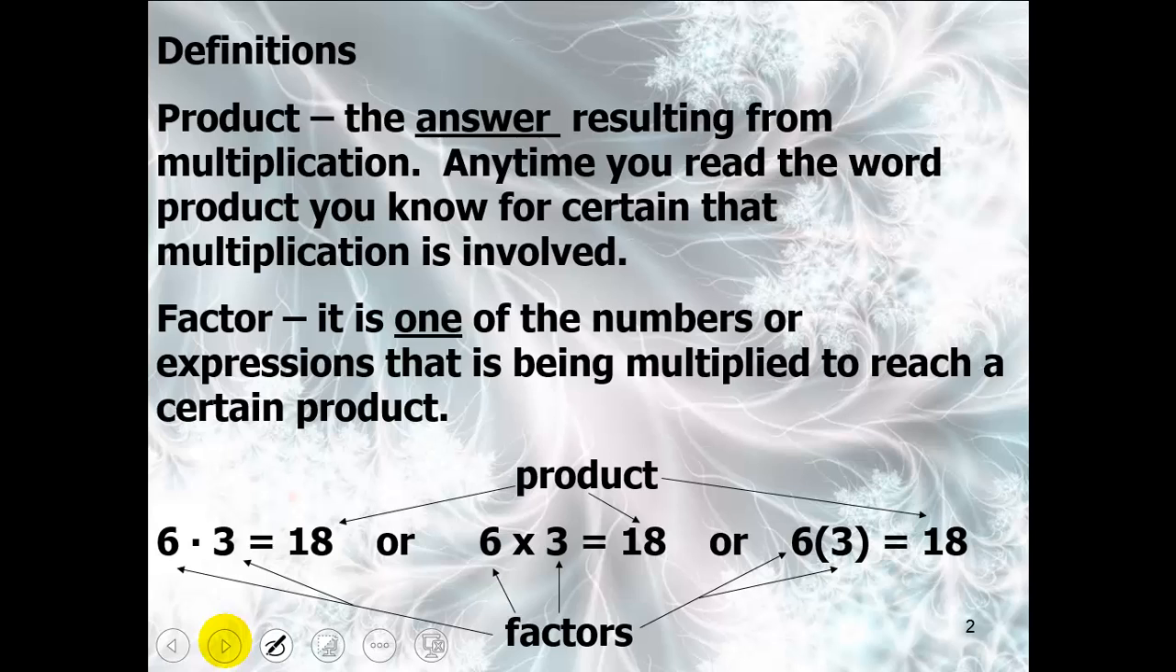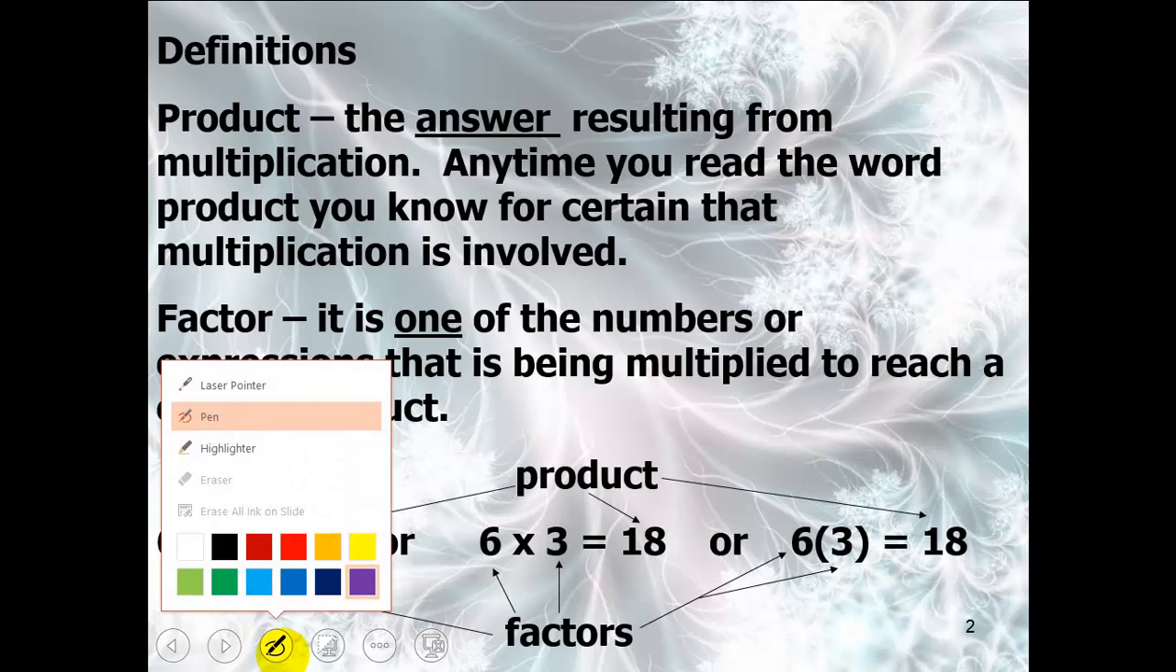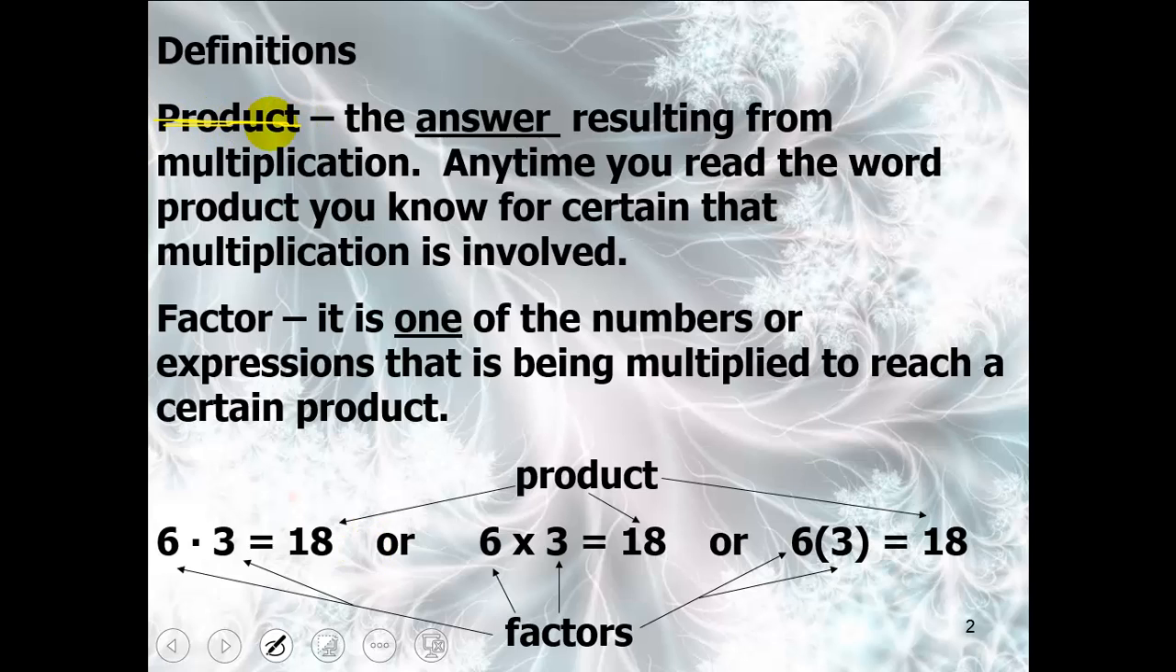All right? The next word that we have to define, here was product. We have to define factor. A factor is one of the things that is being multiplied together. You can multiply lots of things together. More than 2 things can be multiplied together, and each one of those things is called a factor. So its formal definition is, it is one of the numbers or expressions, because we could have variables, that is being multiplied to reach a certain product.